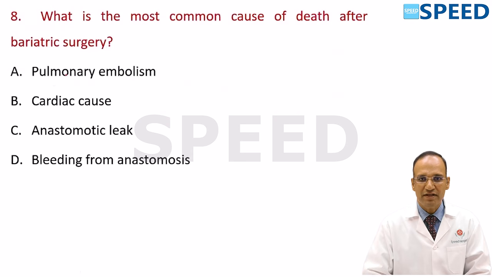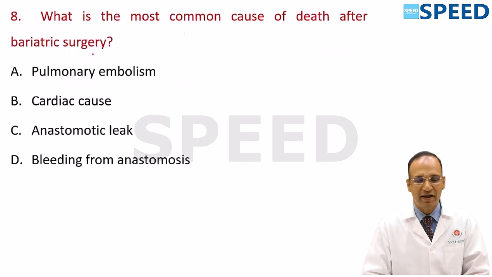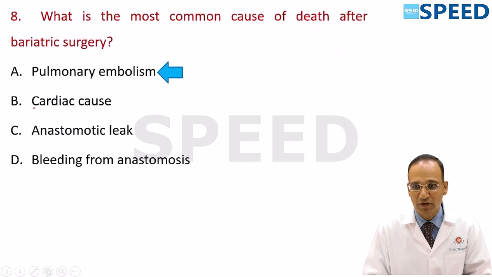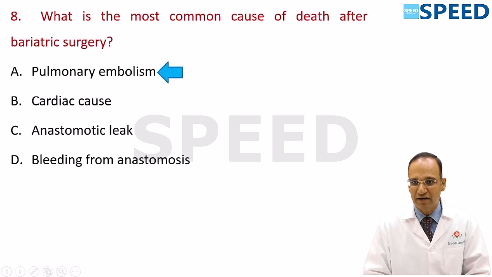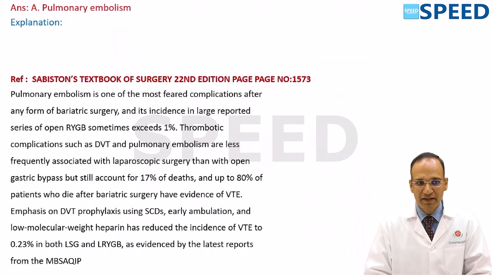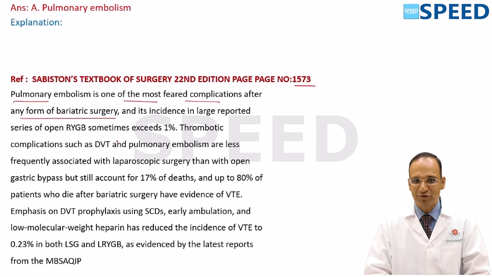Okay. What is the most common cause of death after bariatric surgery? A very, very important topic and question. The answer is pulmonary embolism. So bariatric surgery is done in morbidly obese patients. Okay. Pulmonary embolism is one of the feared complications after any form of bariatric surgery. Understand, this is given in page number 1573 in 22nd edition of Sabiston. Clear, word to word, line by line. And further information I have given in the slide, you can go through that.